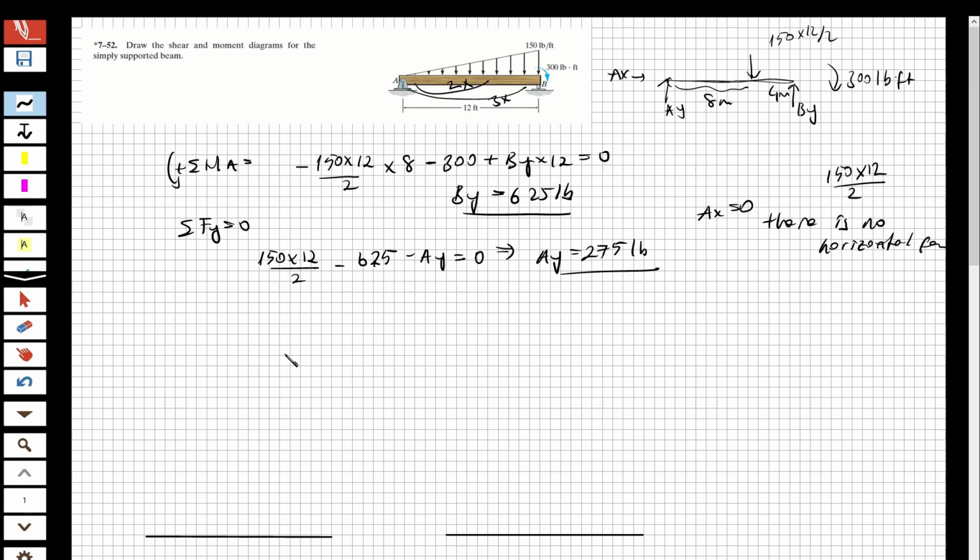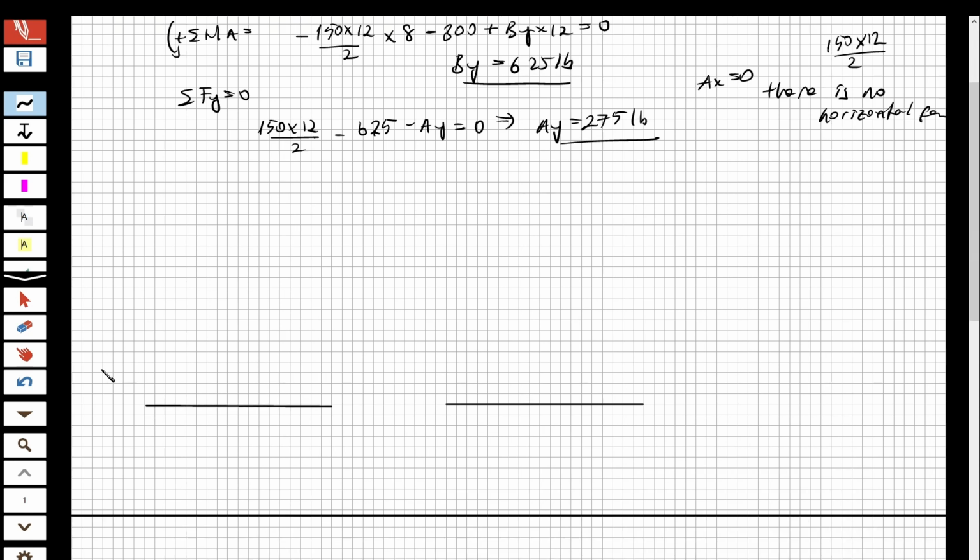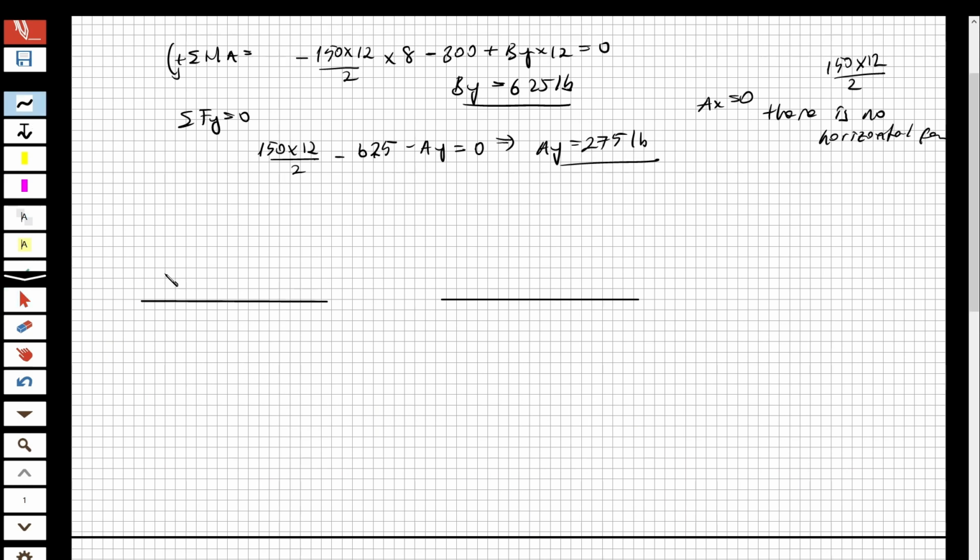So now we have both reactions. Let me show you how the shear diagram is going to look, and then I'm going to calculate the maximum, local maximum and minimum points for the diagrams. So now I have two points. For example, this is point A, this is point B. I have AY equal to 275 pounds, 275.